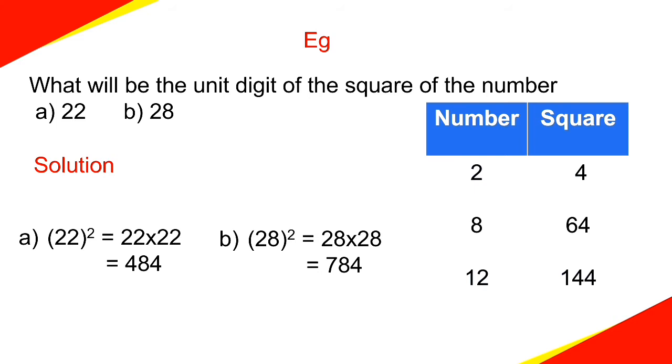Now once you can see the question, unit digit of the square of the number. So 22 square. So what is the unit digit you can get? 4. 28 square. What is the unit digit you can get? That is 4. Very good. Instead of doing this calculation, if we remember the property 3, that is, if a number has 2 or 8 in the units place, then its square ends in 4.